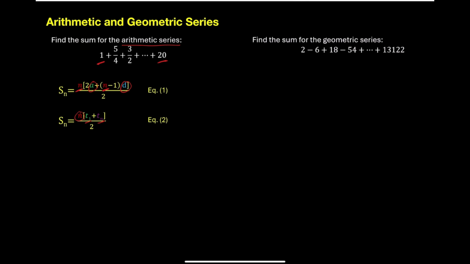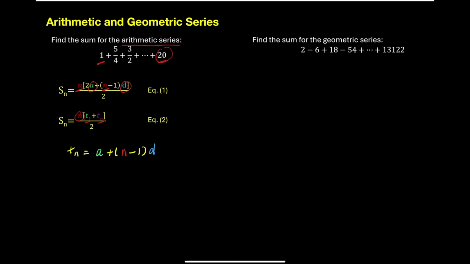To evaluate n, we need to figure out where this 20th term falls in this sequence. So if this 20th term is the 10th term, that means we have 10 terms in this series. If it's 20th, that means we have 20 terms in this series. How do we figure out which term actually is 20? We know that the general term of an arithmetic sequence is Tn equals a, which is the first term, plus n minus 1 times the difference d.